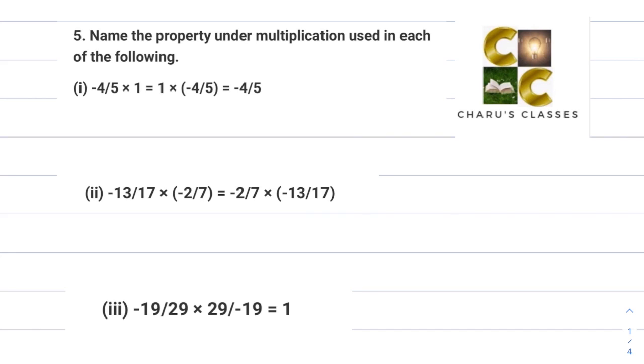Today we are going to continue from question number 5. Name the property under multiplication used in each of the following. First, minus 4 by 5 into 1 is equal to 1 into minus 4 by 5 is equal to minus 4 by 5. अगर हम 1 से किसी भी नंबर को मल्टीप्लाई करते हैं, then the number remains the same. So here 1 is known as the multiplicative identity.